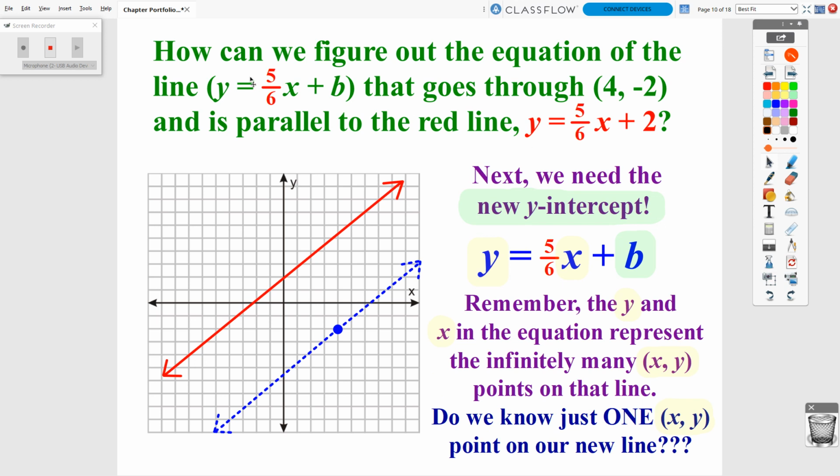All right, so I've now updated this. How can we figure out the equation of the line? So we know y equals 5/6x plus b, that goes through (4, -2) and is parallel to our red line. So like I said, now we need to figure out what the y-intercept is.